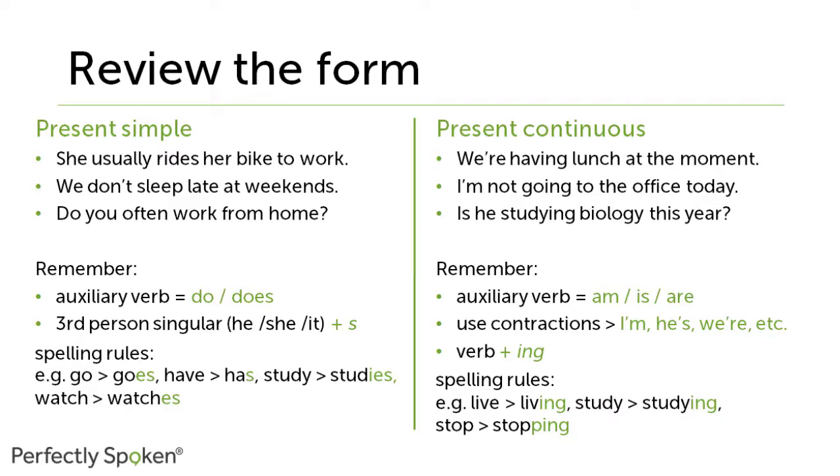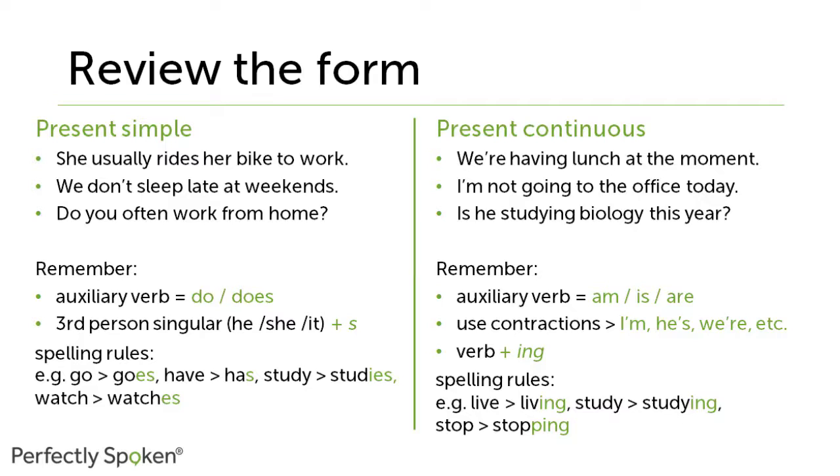Okay, so the present continuous, we're having lunch at the moment. I'm not going to the office today. Is he studying biology this year? Here again, you've got the positive, the negative, and the question form of the present continuous. And it's important to remember, here the auxiliary verb is am, is, or are. That's the verb to be in the present tense. And then we use contractions. For I am, we say I'm. He is, he's. We are, we're, etc. This reflects how we speak, and we quite often use it in writing as well, unless we're being very formal.